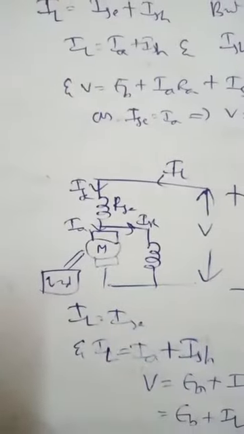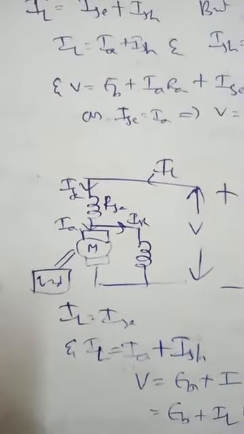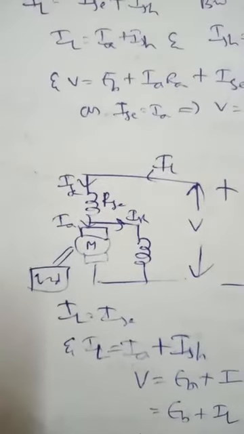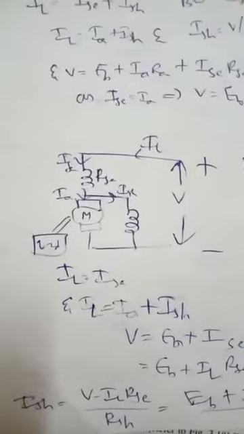Now let us see the short shunt motor. In this type, shunt field winding is connected purely in parallel with the armature, and the series field is connected in series with this combination. Now here you can see IL, the line current, is equal to series current ISC. IL is equal to ISC. This is IL and this is ISC.